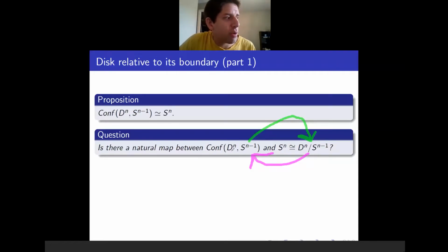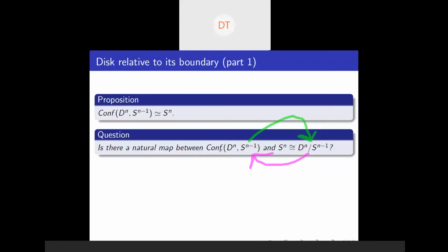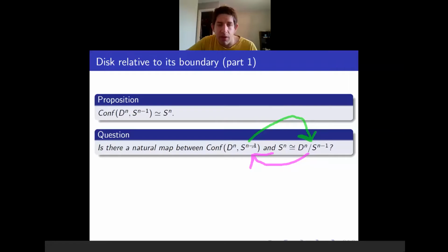It is true that it's the image of conf 1. So these are the 1-point configurations. It'll be 1 or 0 point configurations, because if you have 1 point in the disk, it could hit the boundary sphere, and then you'd have no points. So what we should do is think of this as conf less than or equal to 1 of D^n rel S^(n-1).